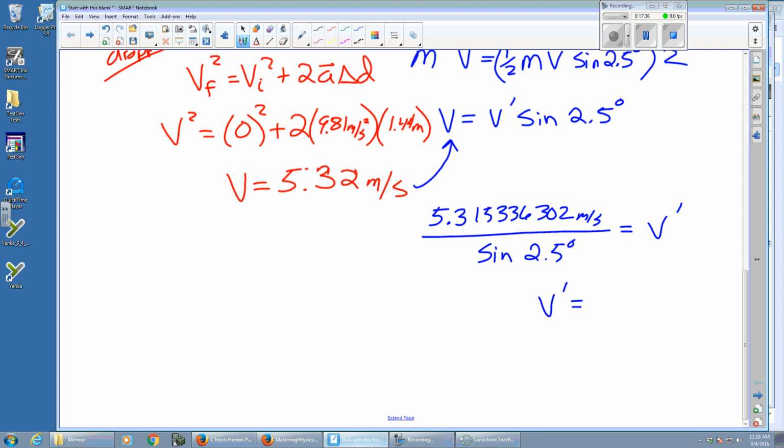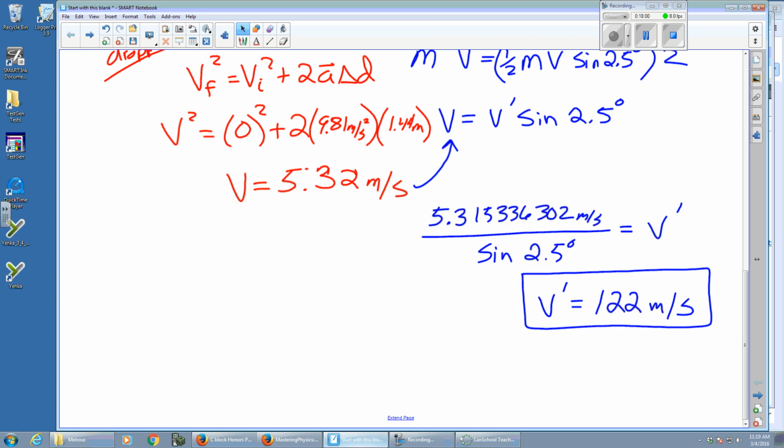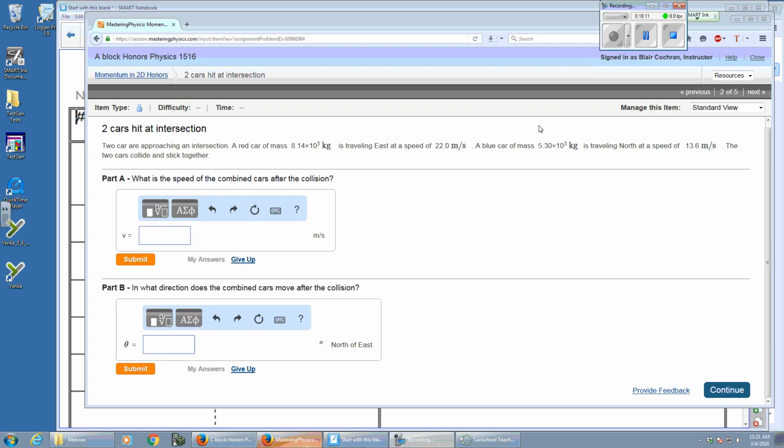And that's how fast each piece will be moving after the explosion. And I get 122 meters per second. Well, I have a very high angle. Mine almost head off at 90 degrees to each other. Let's see if I got it right. Alrighty.